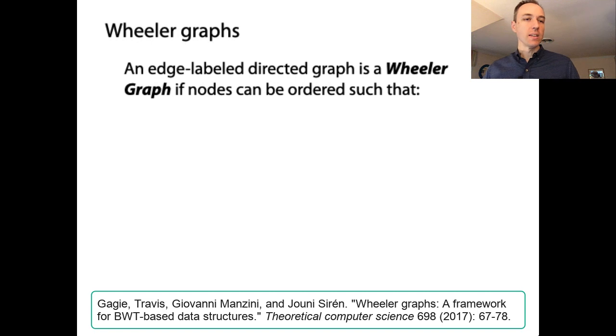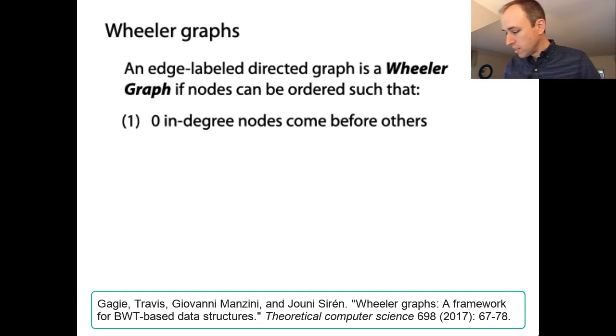We say an edge-labeled directed graph, graphs like the ones we've been drawing where we have one character labeling the edges, is a Wheeler graph if the nodes can be put in an order, like the orders we were writing down before, such that we satisfy 3 statements. The first statement, pretty much the simplest, we'll call Rule 1. Rule 1 says that nodes that have 0 in degree, that is, they have no incoming edges, have to come before all the other nodes in the ordering.